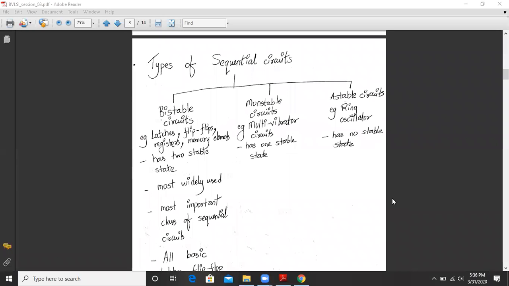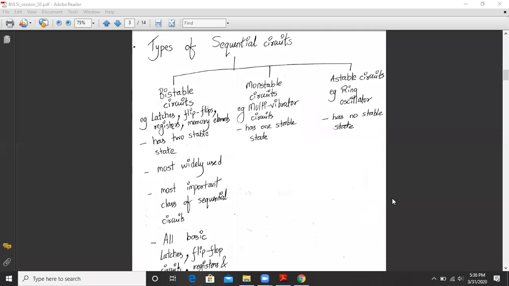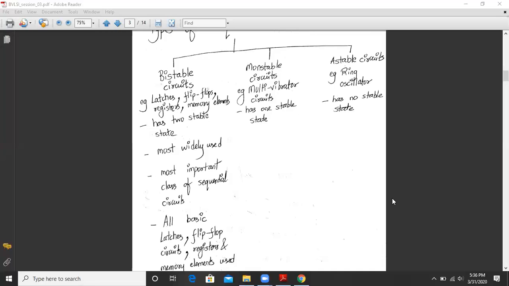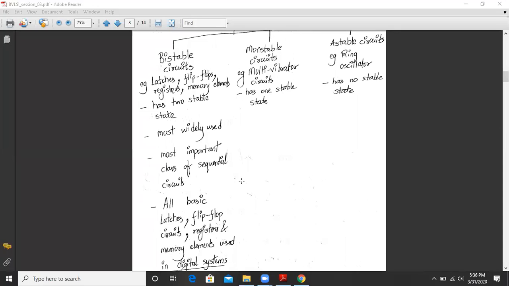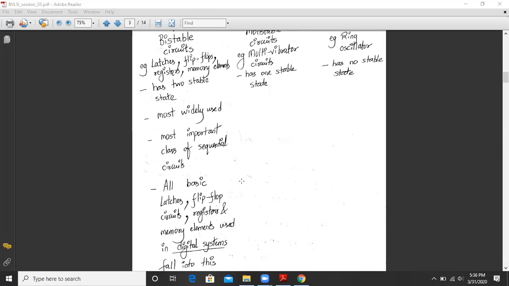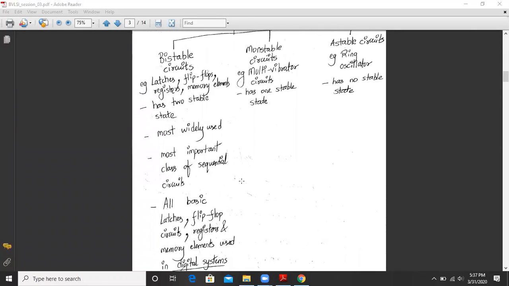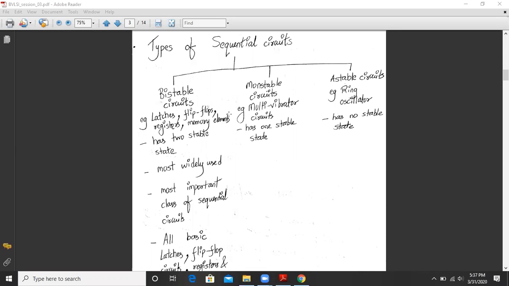Next we will see the types of sequential circuits. Broadly, they are classified into three types: bistable circuits, monostable circuits, and astable circuits. Already we know from the literature, bistable means two stable states, monostable has a single stable state, and astable has no stable state. Out of all these three, bistable circuits are most widely used. They are an important class of sequential circuits. So all your basic latches, flip-flop circuits, registers, all the memory elements used in your digital system design fall into the category of bistable circuits. The example of a monostable circuit will be a monostable multivibrator. An example of an astable circuit will be a ring oscillator.